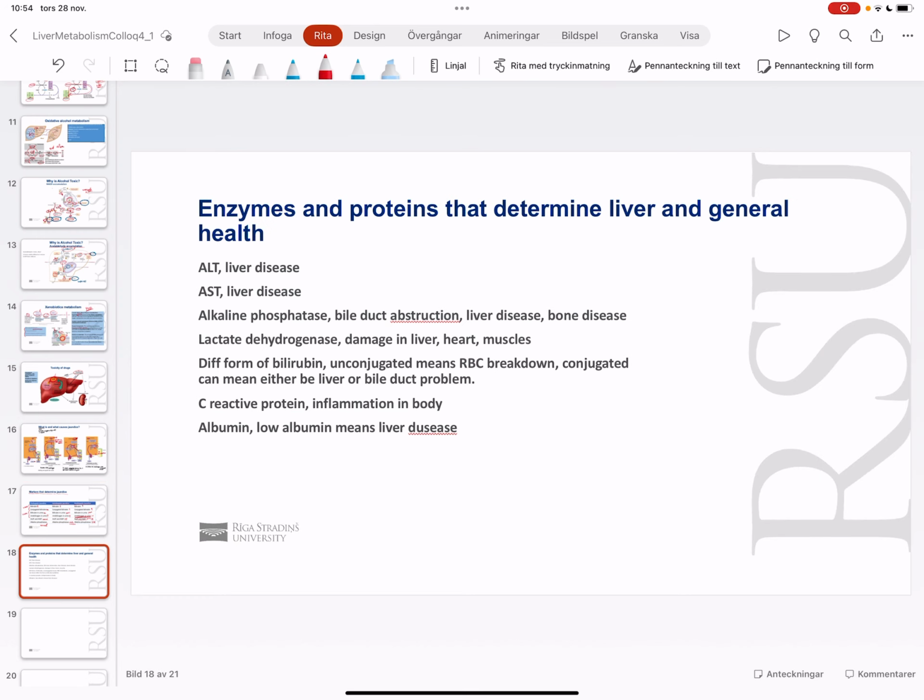Another marker, so this is the last thing I'm going to talk about. The last markers that we need to know is lactate dehydrogenase. In case of damage in the liver, heart, or muscles, we will get lactate dehydrogenase in the blood. Also C-reactive protein, which is a plasma protein. If we have inflammation in the body due to bacteria, it will be highly increased. And then albumin can also signal liver disease if we have low albumin levels. And yeah, that's all I wanted to talk about.